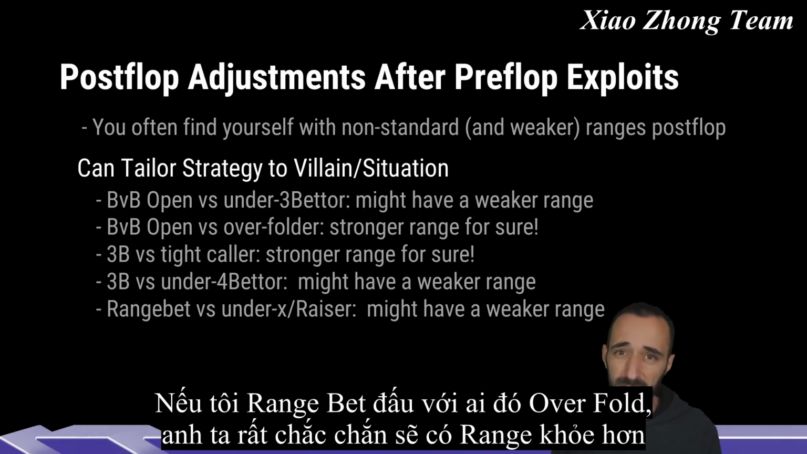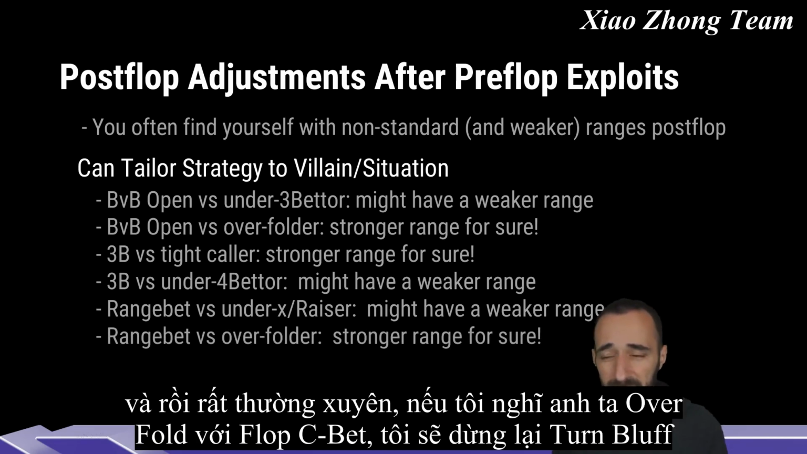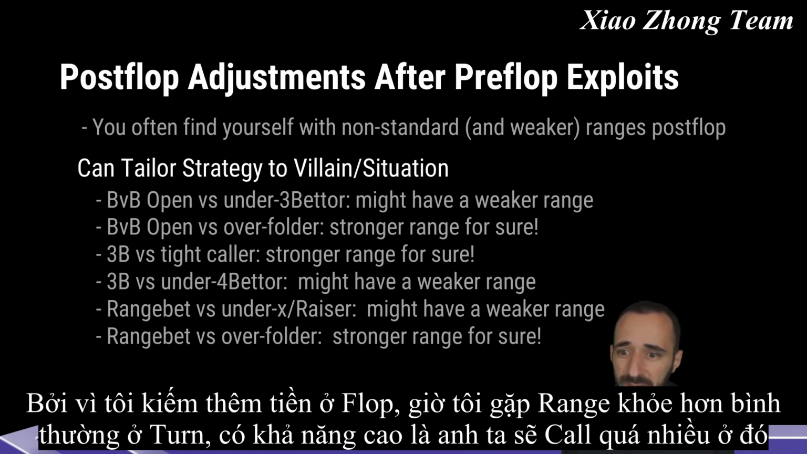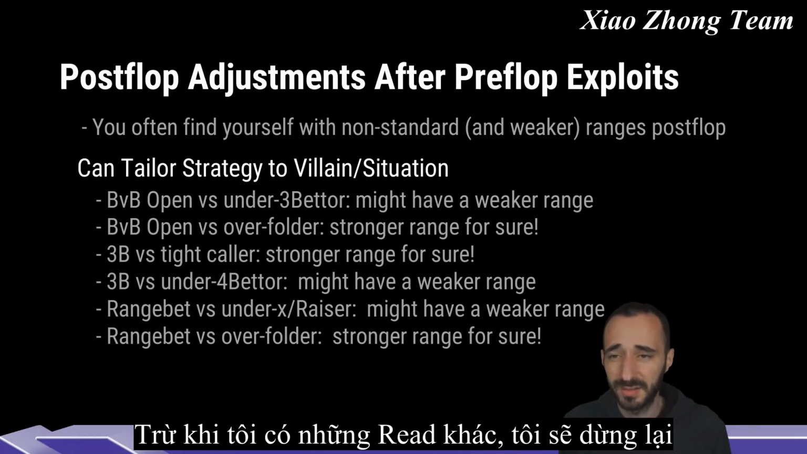If I range bet versus someone who overfolds, he will certainly have a stronger range, right? And then very often, if I think this guy's overfolding to a flop c-bet, I'm going to shut down with the turn bluffs, because I made extra money on the flop and now I run into a stronger than usual range on the turn, which there's a decent chance he will call too much with. So unless I have further reads, I will shut down.